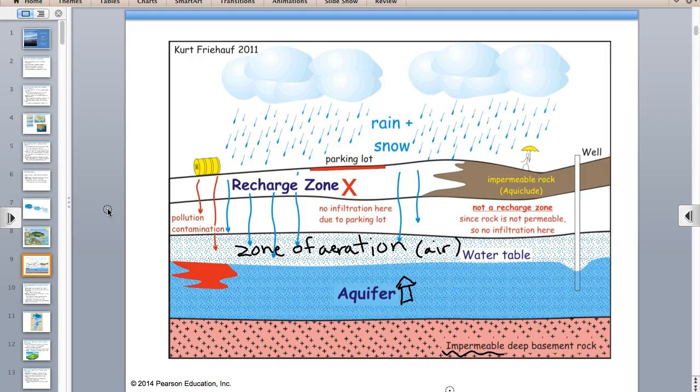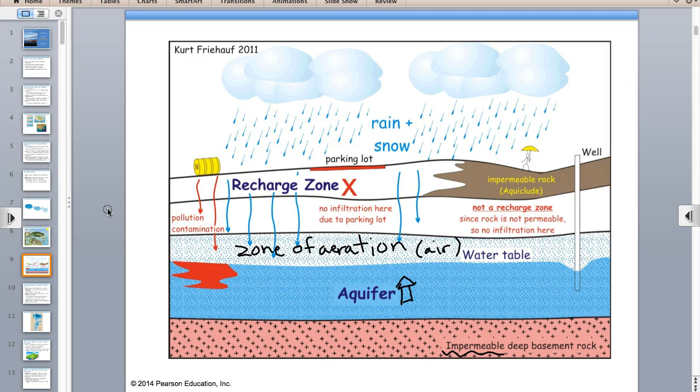So there's part of an aquifer, or there can be part of an aquifer, that doesn't actually have water in it. And if you withdraw from the aquifer and you remove all the water, then the whole aquifer will be the zone of aeration. You don't have any water in it. So the zone of aeration is the part of the aquifer that's not saturated.